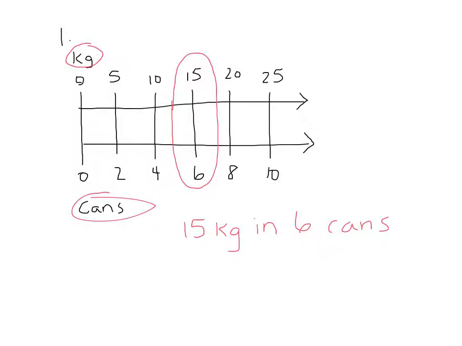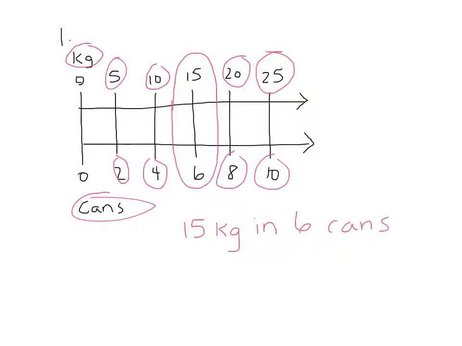You could have used the 5 and said 5 kilograms in 2 cans. You could have said 10 kilograms in 4 cans, 20 kilograms in 8 cans, and 25 kilograms in 10 cans. Any of those would have been an acceptable answer. This is just the one that I chose for my answer, but again, you could have a bunch of different answers.